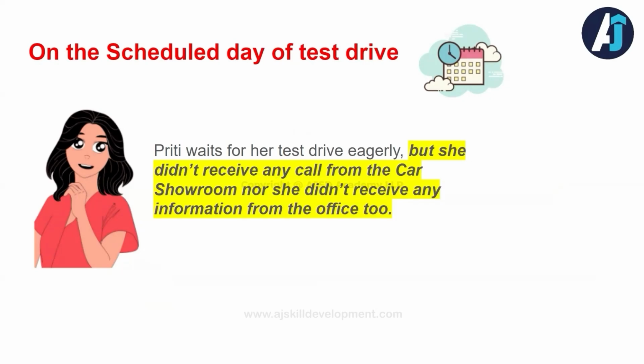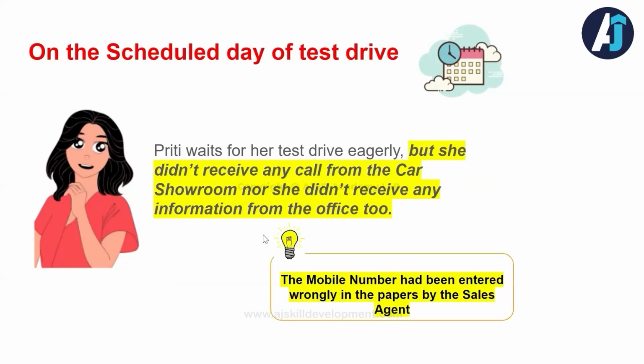So if you see here, what happened is, because of the manual error, the sales representative has mistakenly written the phone number. She didn't receive any call from the particular showroom. So here the customer satisfaction is not fine. There is no customer satisfaction, and the response is also not good from the company.